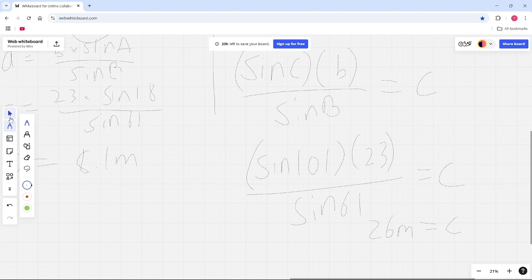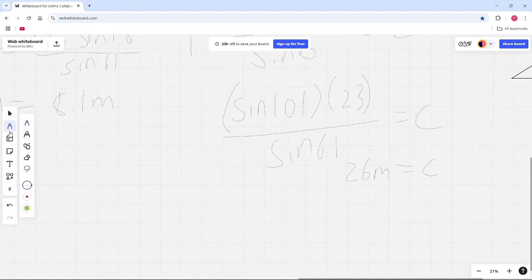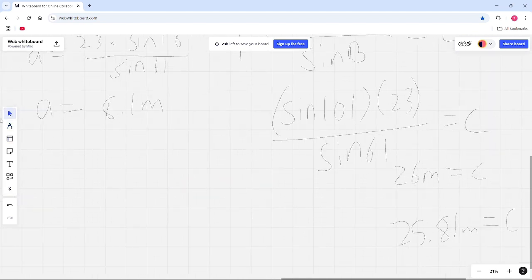Or if you're rounding, it will just be 26, or if you want more exact values, it will be 25.81 meters. It's equal to c. Now you can obviously write your therefore statement. Therefore, side a is equal to 8.1 meters, and side c is equal to 25.8 meters.